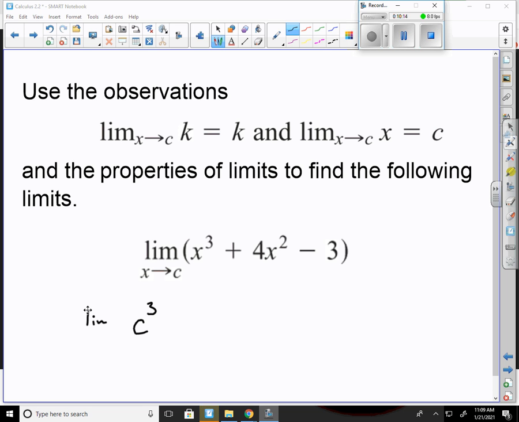And so before we do that, we should really look at the sum rule. The sum rule said that I could take each part of this instead of taking the limit of the whole thing. I could take each part of it and break the limit up that way, so that it's the limit as x approaches c of x to the third plus the limit as x approaches c of 4x squared minus the limit as x approaches c of 3.